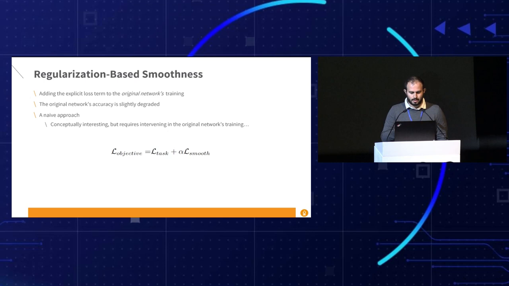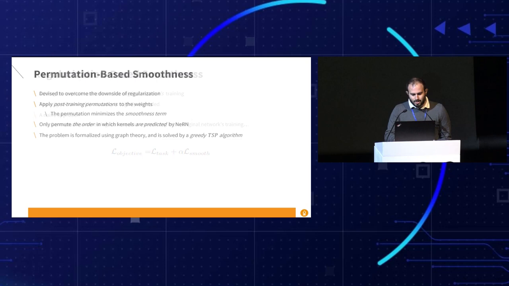This is a very basic, naive approach, and while conceptually interesting, it requires intervening in the original network training, which we don't really want for a lot of reasons. For example, we would need the code, we would need the training scheme, and the resources needed to train the original network. So we wanted to mitigate some of these drawbacks by introducing a permutation-based smoothness approach.